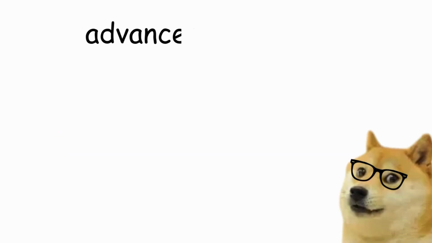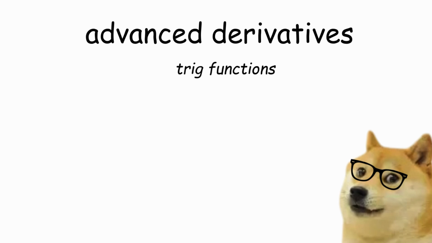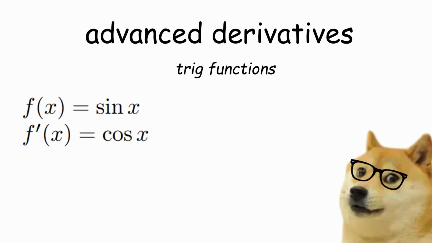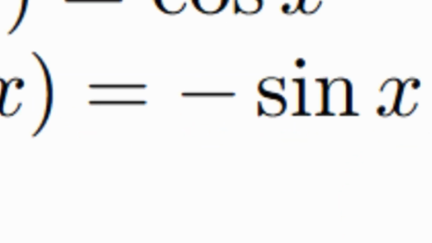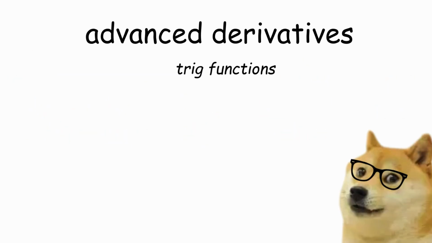Those rules will help you find derivatives of basically any function with polynomials in it, but there are also some special functions whose derivatives we need to know as well. One of these classes of functions is the trig functions, like sine, cosine, and tangent. You will need to remember that the derivative of sine is cosine and that the derivative of cosine is negative sine. Do not forget that negative. And as for the other four trig functions, you can express them all in terms of sine and cosine and then just use other rules.